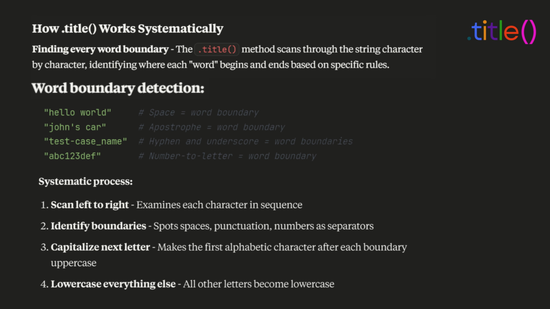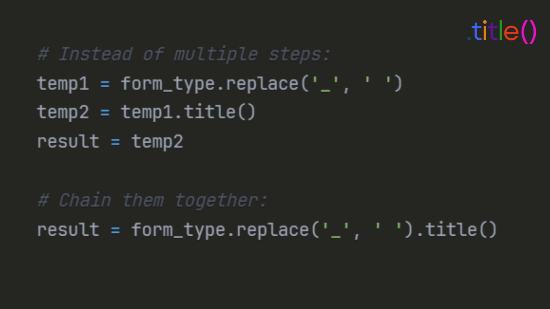And like I mentioned, it's method chaining. We're using multiple string methods in sequence. Python executes these from left to right, with each method working on the result of the previous method. Method chaining is powerful because it lets you perform complete text transformations in one elegant line instead of having to put it all in separate lines of code. It creates publication quality displays from raw data.